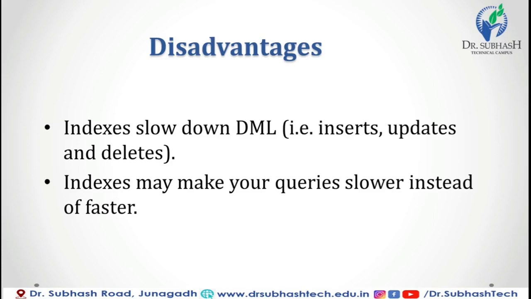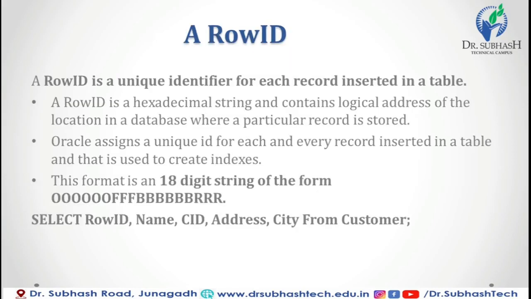So it is too much time consuming. So an index is comparatively slow when insert, update and delete operations are performed. An index may make your query slower instead of faster. Okay. Now we will see what we mean by a row ID.